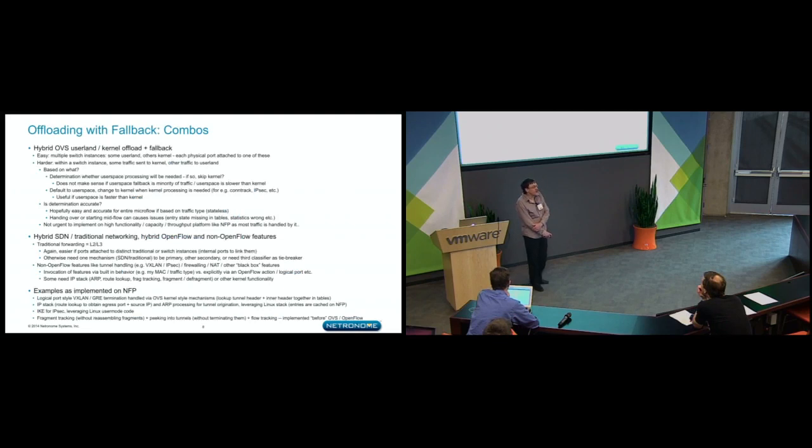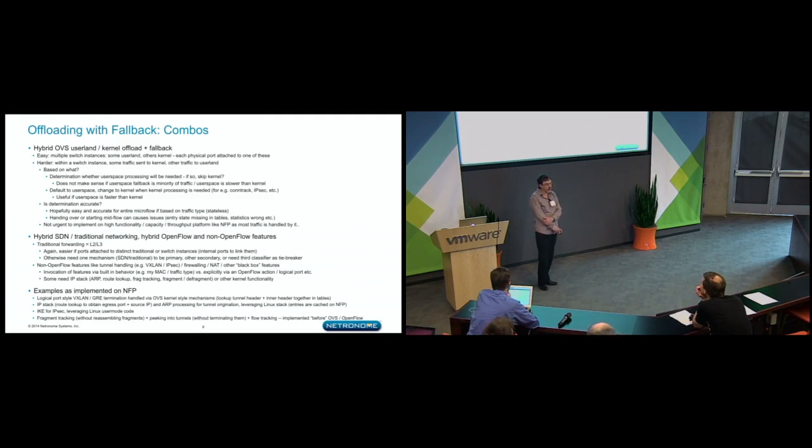There's various combinations that one could consider. I think in the interest of time, people can look at this offline, but there's, for example, hybrids of userland and kernel offload and fallback, where you could have traffic going to a combination of user mode and kernel. And this gets very mind-boggling in terms of how do you make the decision where to send a packet. It's not as clean as if you're offloading only the kernel or only user space.